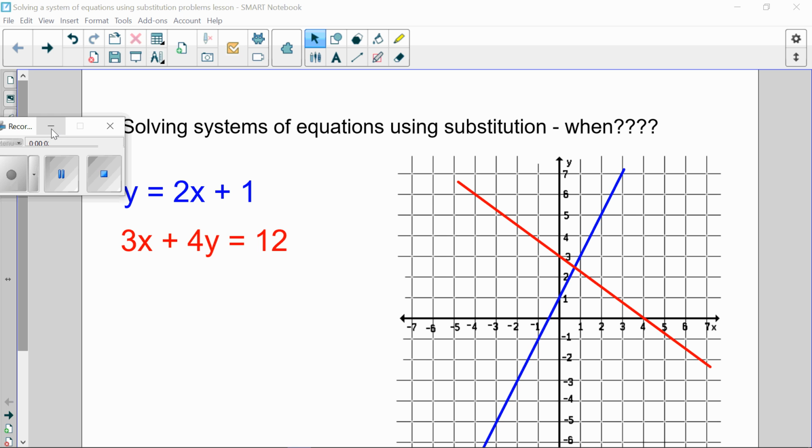Okay, so we are doing a video that is going to relate directly to the Pearson online assignment. It has the same topic. It says solving system of equations using substitution. It should be assignment 7.